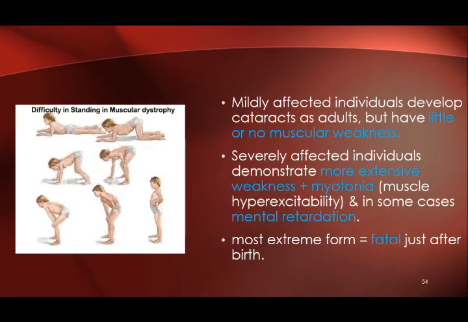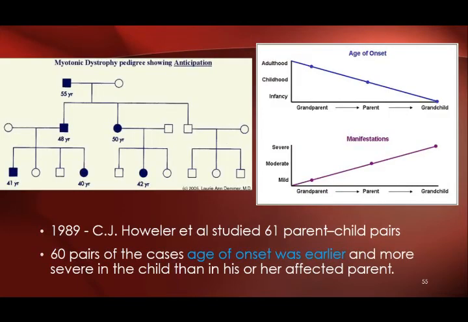If it is mild, usually you'll have cataracts as an adult, but very little or no muscular weakness. Severely affected individuals have more extensive weakness and myotonia, which means your muscles are hyper-excitable. In some cases there is mental retardation, and the more extreme form is fatal just after birth. In 1989, research by C.J. Howler studied 61 parent-child pairs. In 60 pairs, the age of onset was earlier and more severe in the child than in his or her affected parent.